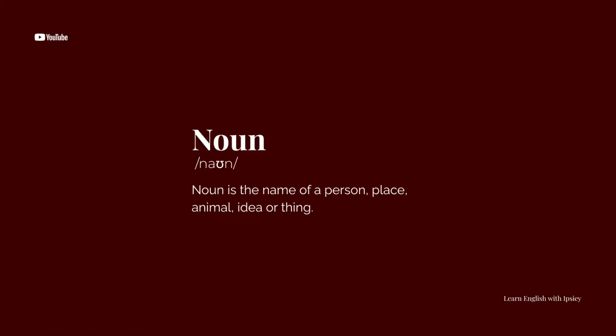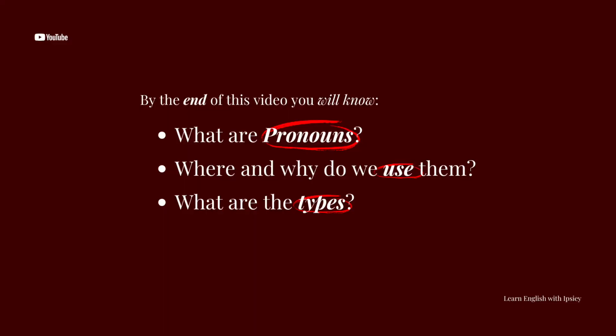So let's do a quick recap on what is a noun. A noun is nothing but the name of a person, place, animal, or thing. Now that we're all caught up, let's take a quick look at what we will be learning today. By the end of this video, you will know what pronouns are, where and why we use them, and what the types are. Now let's begin with the most important part, shall we?